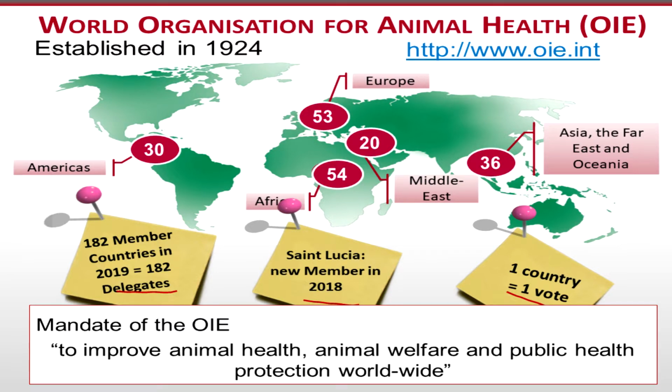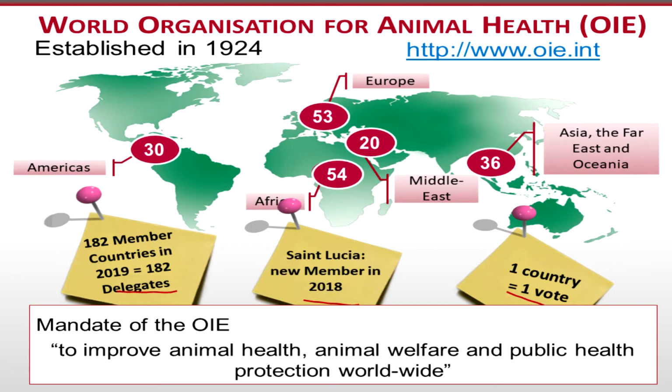Established in 1924, we now have 182 member countries, and each country has a delegate that is represented in our General Assembly. These delegates are the people who actually make decisions on how OIE operates. We have the mandate to improve animal health, animal welfare, and public health and protection worldwide.